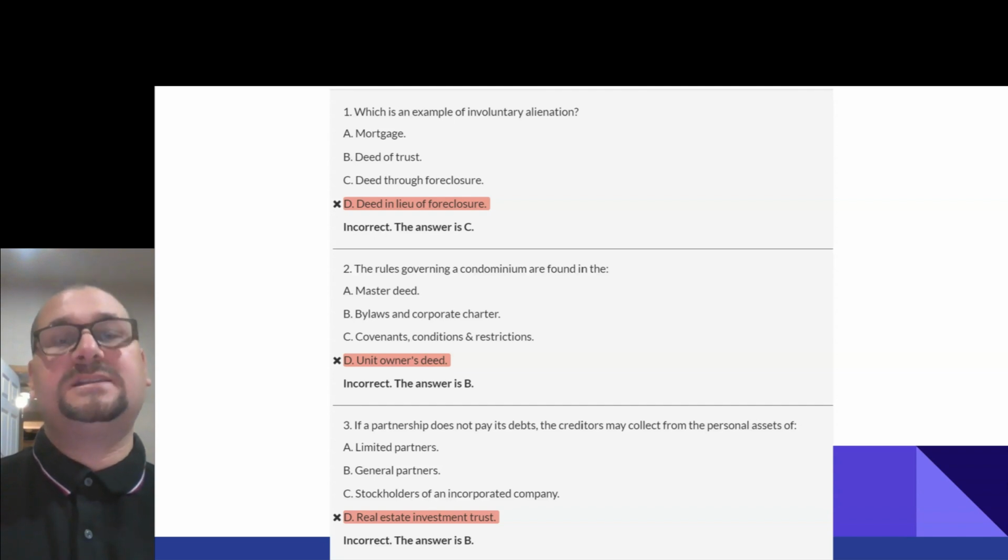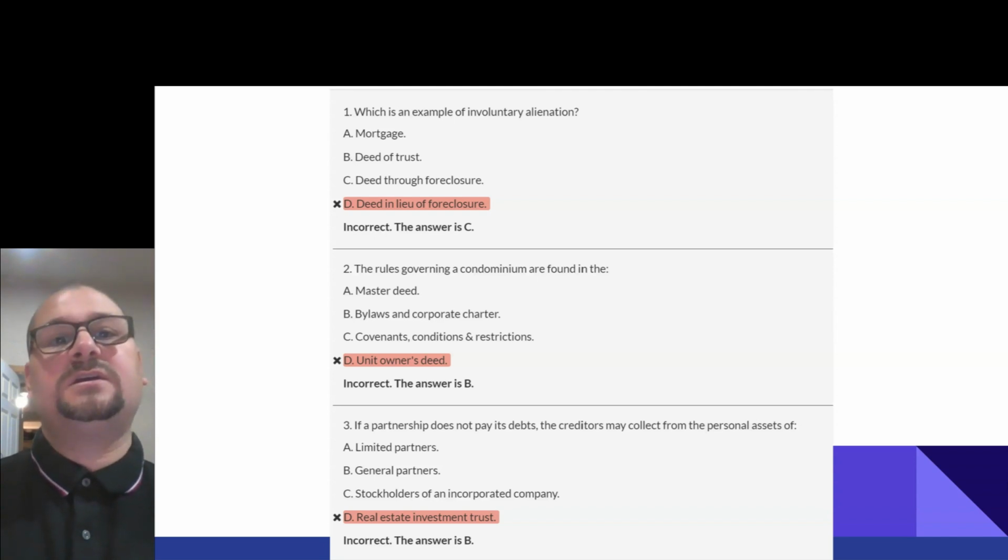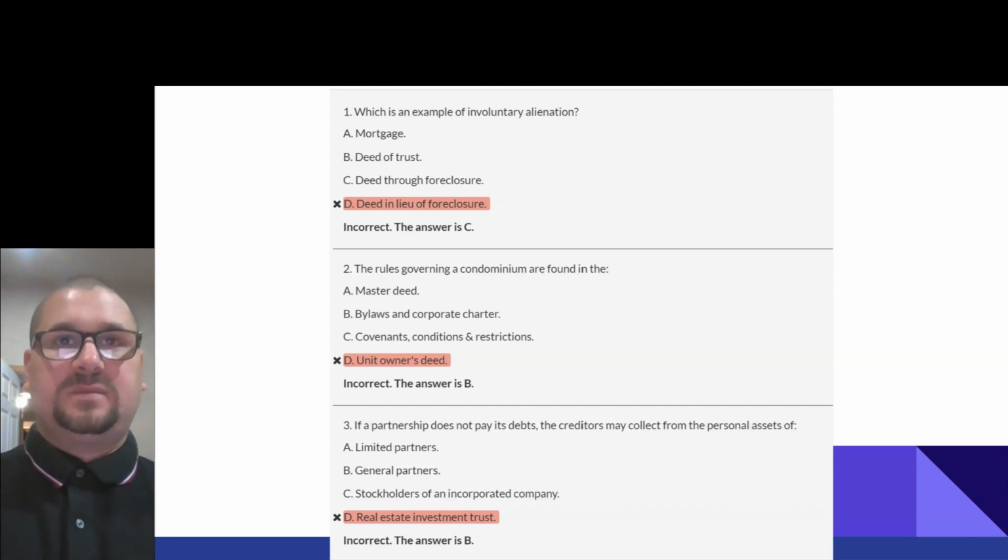Mortgage, that is voluntary; you apply to get a mortgage. Deed of trust, you apply to get that. Deed in lieu of foreclosure? So it's not a deed in lieu of foreclosure. You didn't opt for that. It's a deed through foreclosure. So that could be a little tricky on the test.